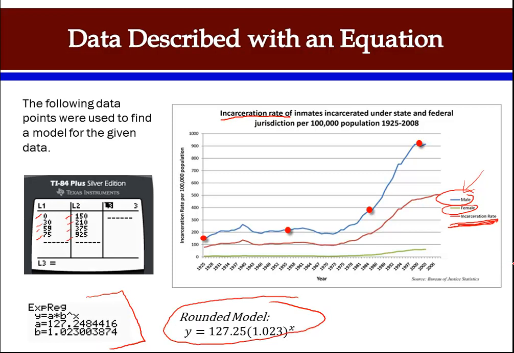127.25 times 1.023 to the x. Now, why is a model important? Well, let's say I want to go out here to 2020, and based on past indicators, I want to know how many prisons I need to build in the state of Georgia or in the United States in order to accommodate the prison population, if the trends continue.